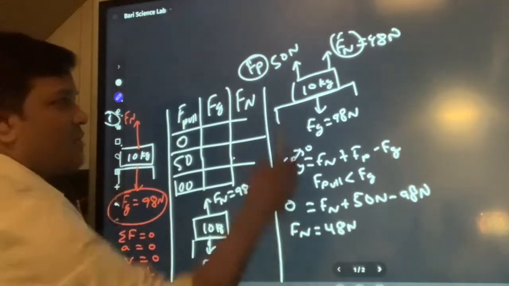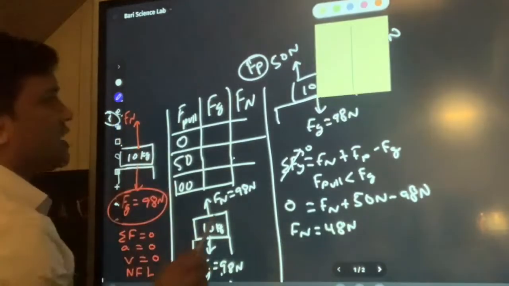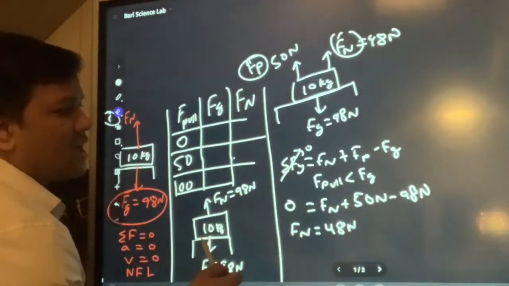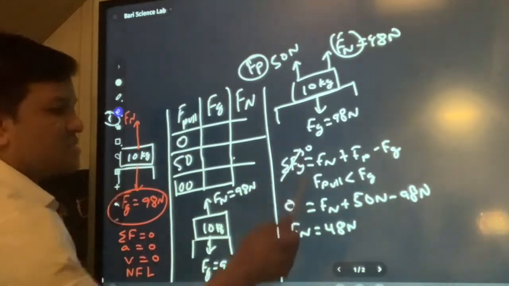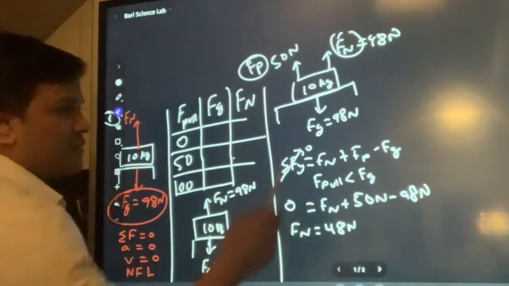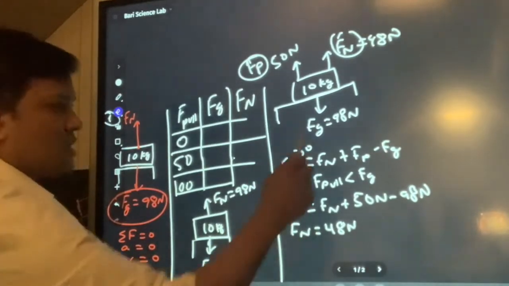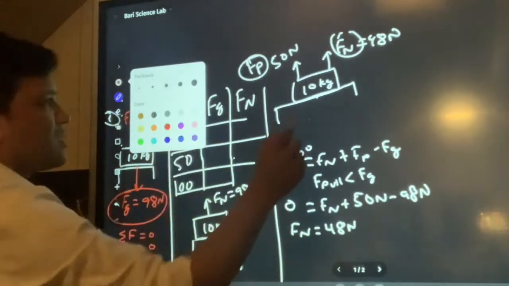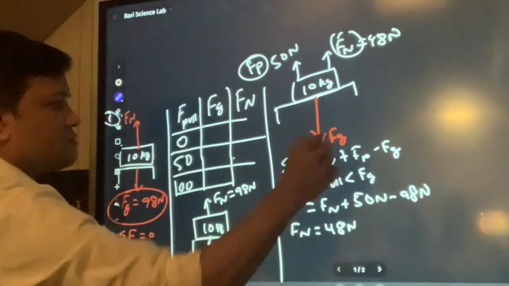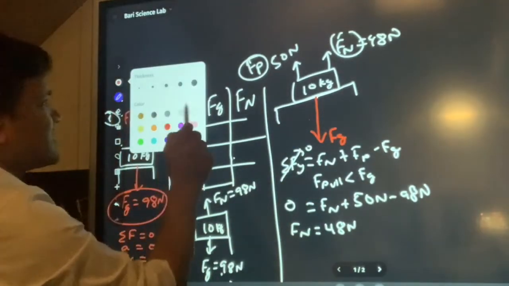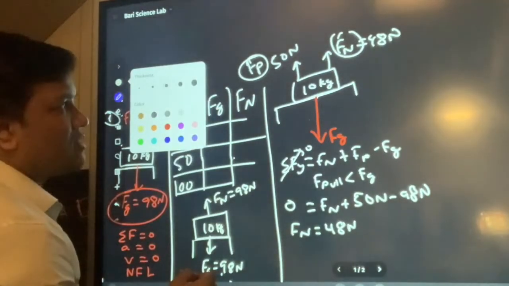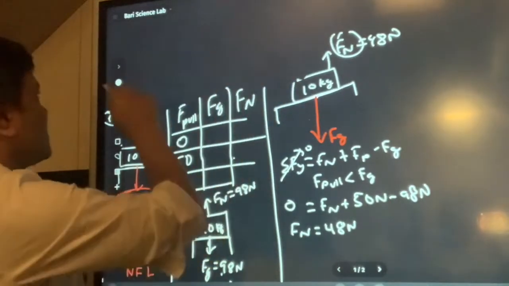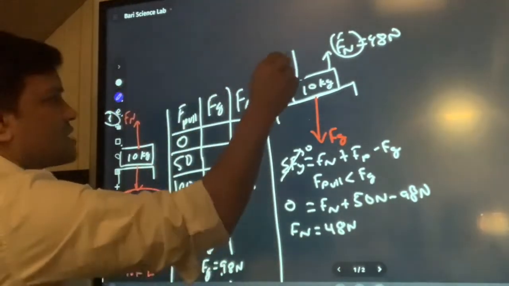I see our vectors are not drawn correctly, so I'm going to make sure that our vectors are drawn correctly. What is the largest vector? It is the gravitational force, or weight, which is 98. So I'm going to make it bigger. Of course, I'm going to make it bigger. So this is the weight. The second biggest is the pulling force. So I'm going to make the pulling force second biggest. So this is the second biggest.